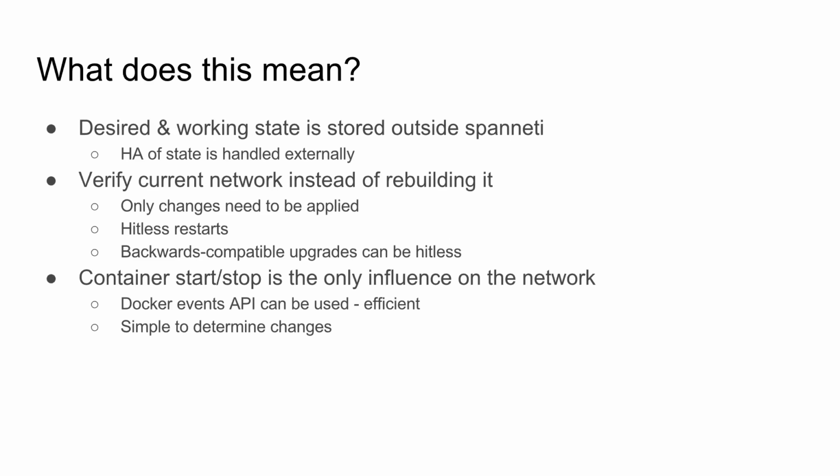So why is this helpful? The actual state that we want the network to be in is stored externally and can be managed by the container management system. So we don't have the same information stored in two places, and it also makes this layer much simpler because it doesn't actually have to store that data. It doesn't have to make it reliable.